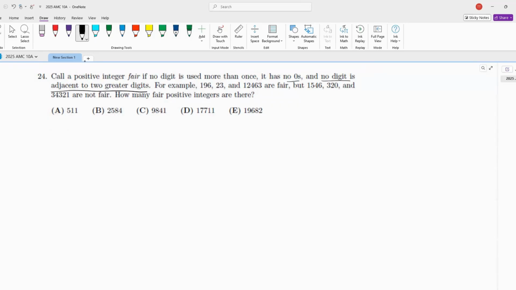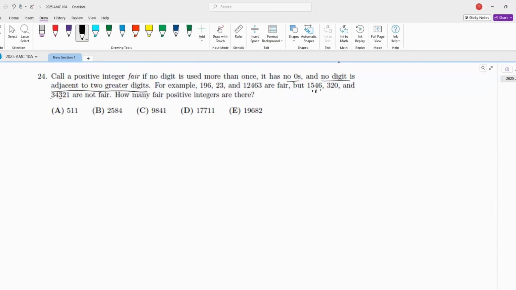For example, 196, 23, and 12463 are fair, but 1546 is not because 4 is adjacent to 5 and 6, each of which is greater than 4. Same with 320, because 0 is used, and 34321, because 3 is used 2 times. So how many fair positive integers are there?